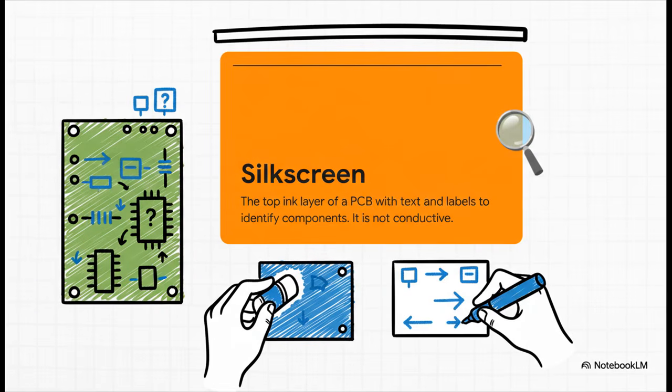Now, as you're placing parts, you'll see all this text, labels, part numbers, all that stuff. That text lives on a special layer called the silkscreen. Just think of it like the labels printed on a map. It's just ink. It has zero effect on the electricity. So you can, and you should, move that text around to make your board clean and easy to read.